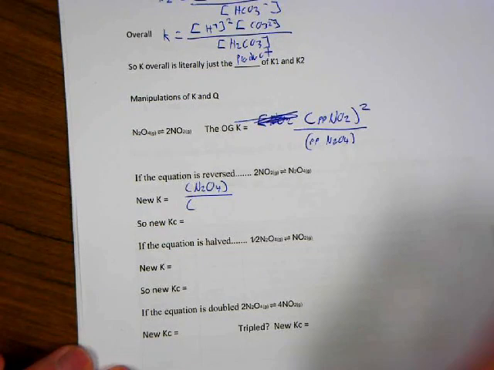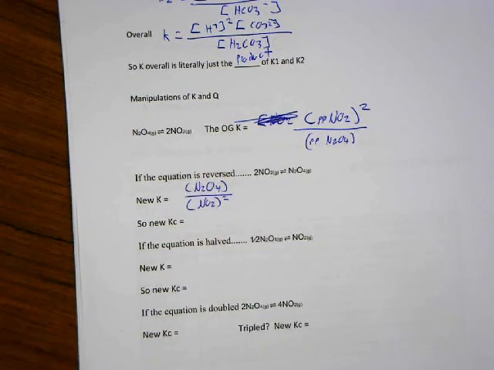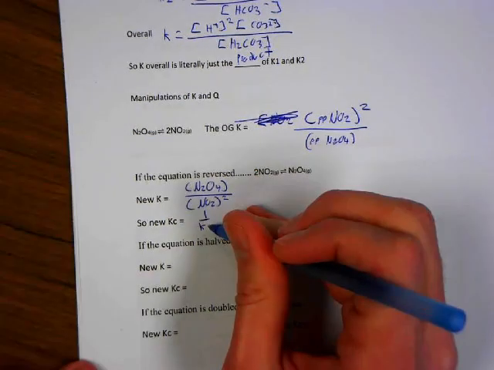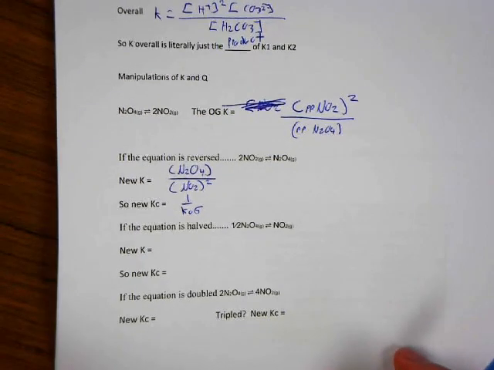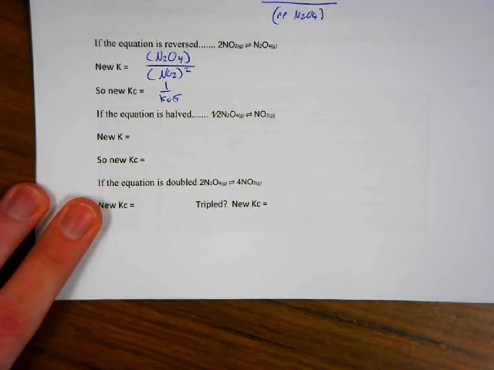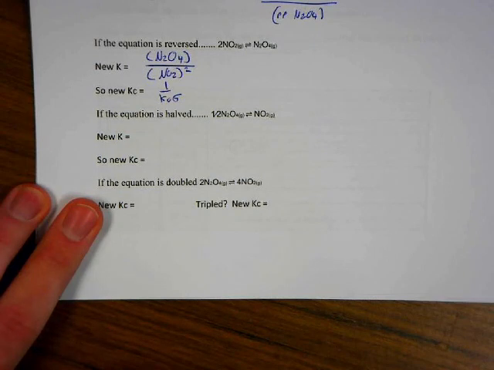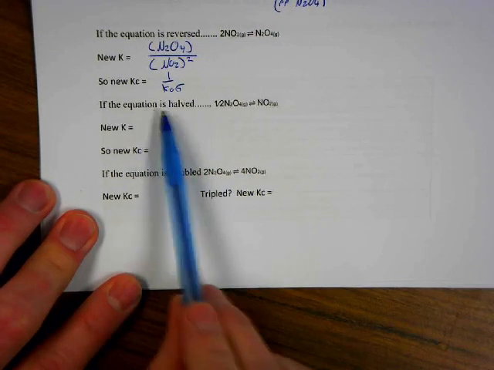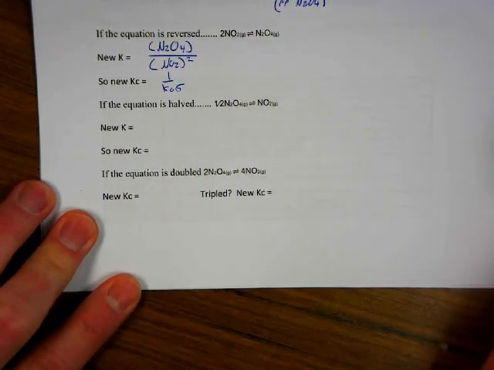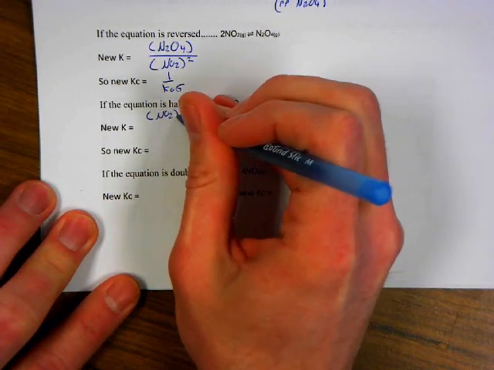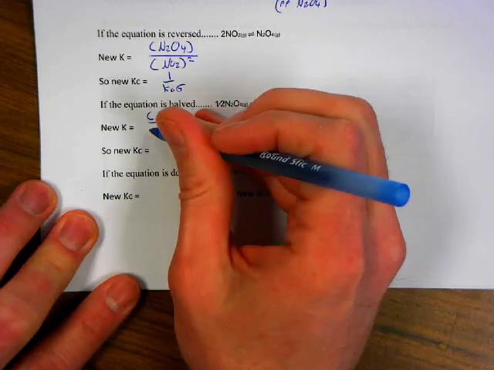So if I reverse it, my new K is going to be the pressure of N2O4 over the pressure of NO2 squared. So the new K, if I reverse it, is 1 over the original K. I'm just taking the inverse. If I reverse a reaction, it's just the inverse of the K expression. That's what I'm saying here.